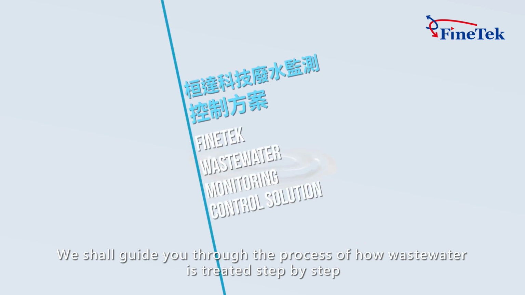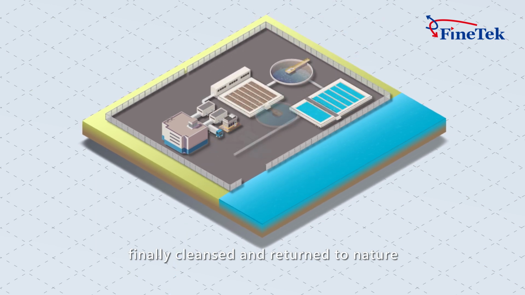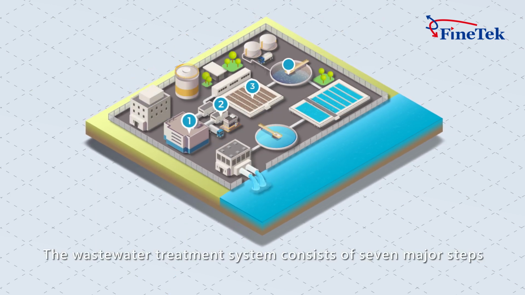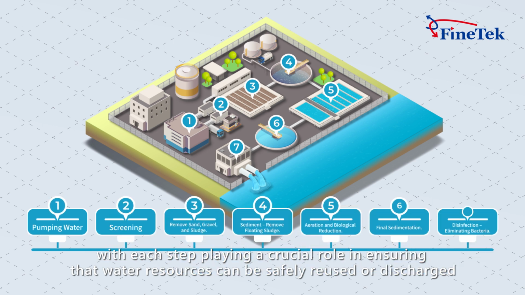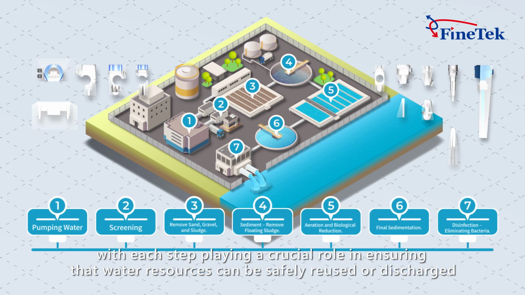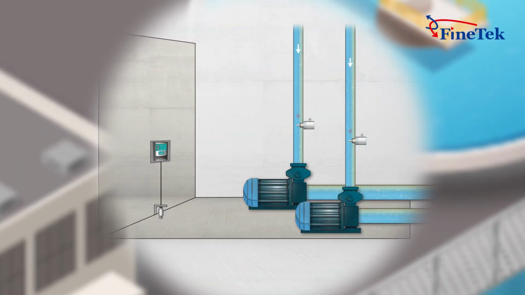We shall guide you through the process of how wastewater is treated step by step, finally cleansed and returned to nature. The wastewater treatment system consists of 7 major steps, with each step playing a crucial role in ensuring that water resources can be safely reused or discharged. FineTek provides a complete solution for water treatment. Let's look at these important processes together.